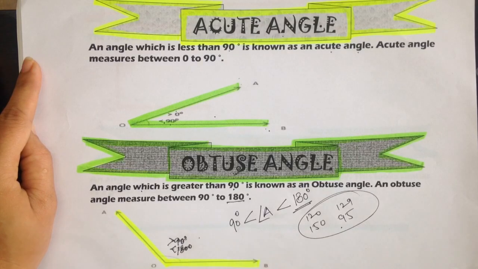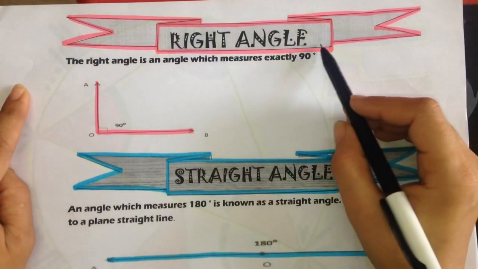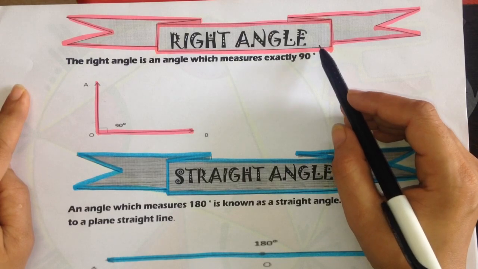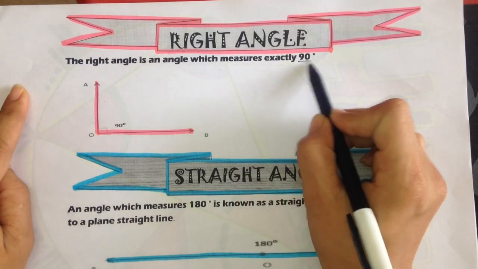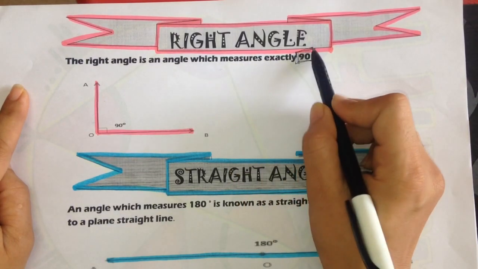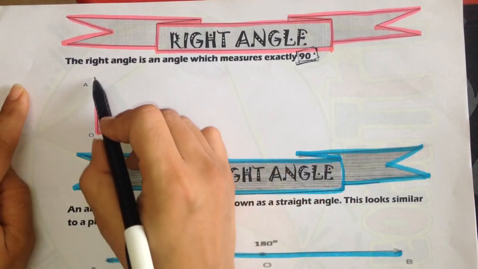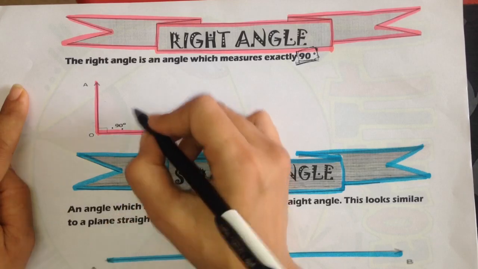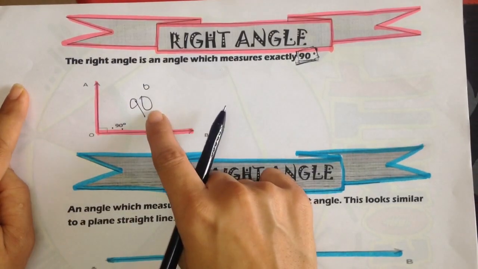Let's move ahead. The next one in the series is the right angle. The right angle is that angle which has exactly a measurement of 90 degrees. Getting my point? That means a right angle is that angle which is exactly equal to 90 degrees. So this AOB can be treated as 90 degrees.